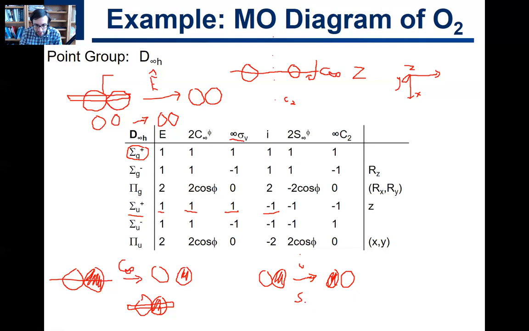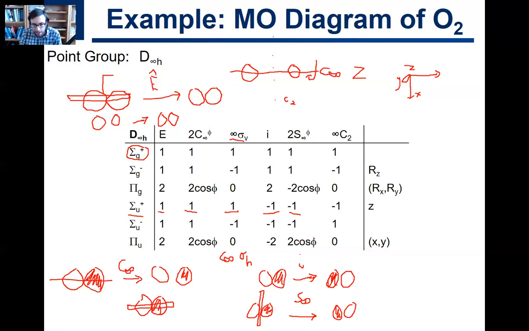Let's do an S infinity. What's an S infinity? That's a C infinity followed by a sigma H. Well, we know C infinity does nothing. We went through that thought experiment. But a sigma H, that's a mirror plane perpendicular to the C infinity. So that's a mirror plane through here. And that is going to flip them, right? So you're going to get a -1.